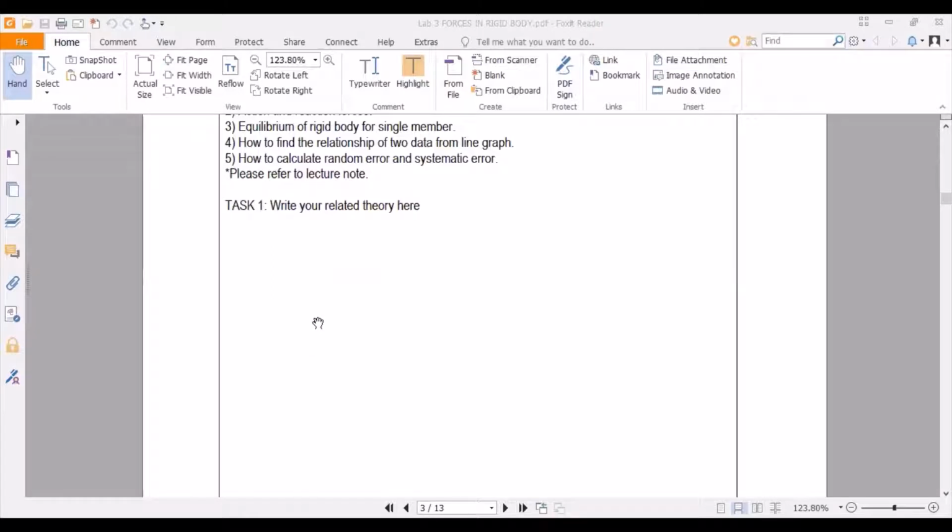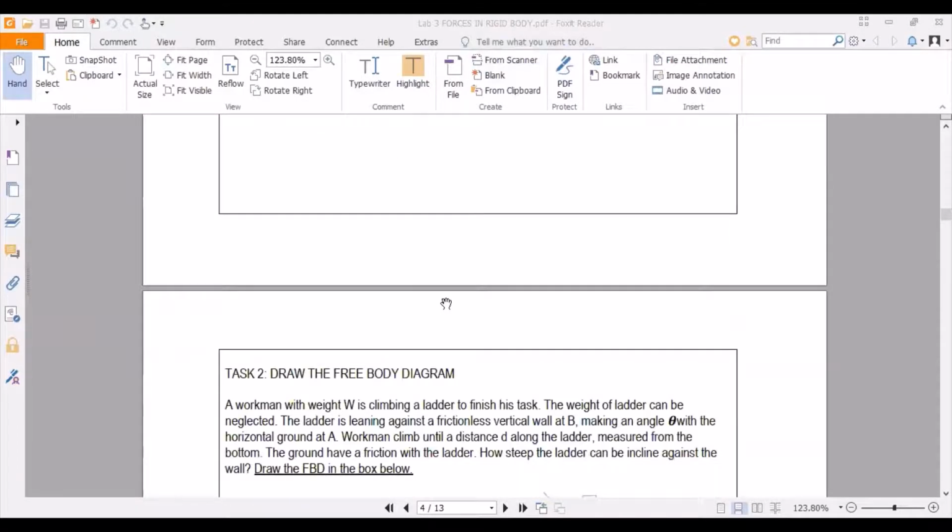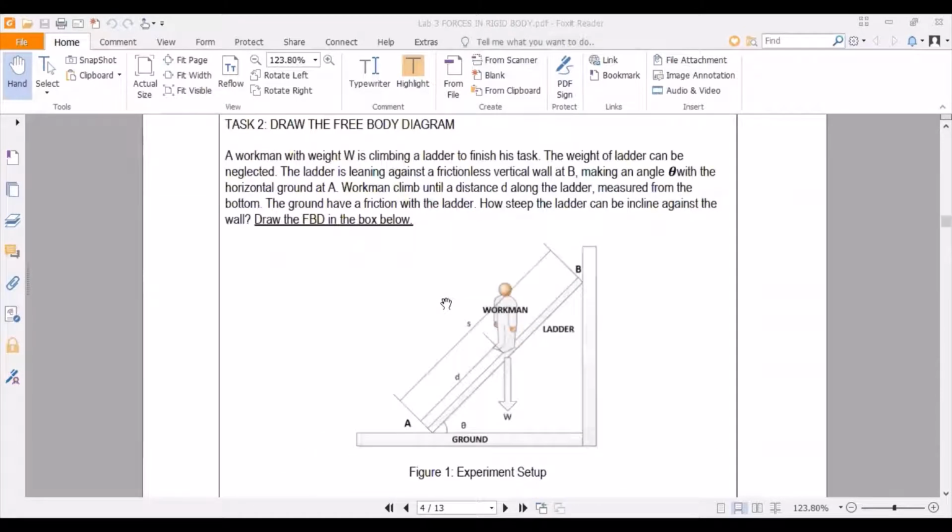Write your related theory here. The theory you should write down is about the theory of moment and equilibrium. You should write down all the theory here, and then we go to the second task.